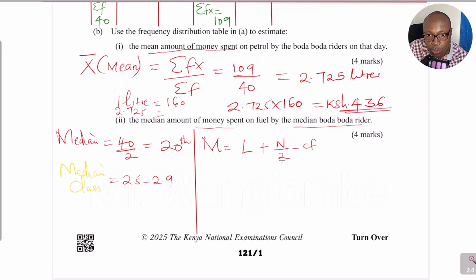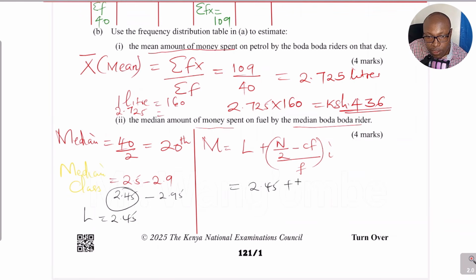This is the formula that you're going to use for calculating the median of grouped data, where L will be the lower class boundary of this median class. For this class, the lower class boundary will be 2.45 and the upper class boundary 2.95. So L will be 2.45 plus N, which is 40, the total frequency, divided by 2.